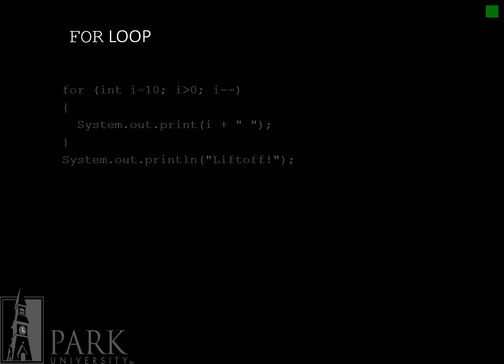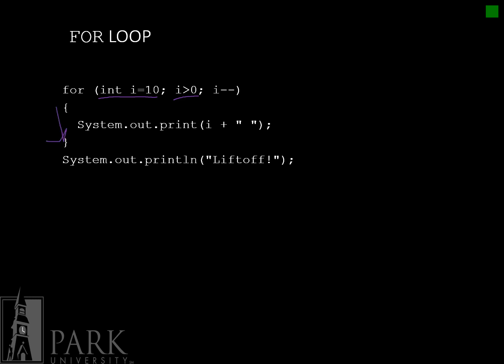Let's break it down step by step. The for loop semantic is such. Before the start of the first loop iteration, execute the initialization component. At the start of each loop iteration, evaluate the condition component. And if the condition is true, execute the body of the loop. And if the condition is false, exit the loop.